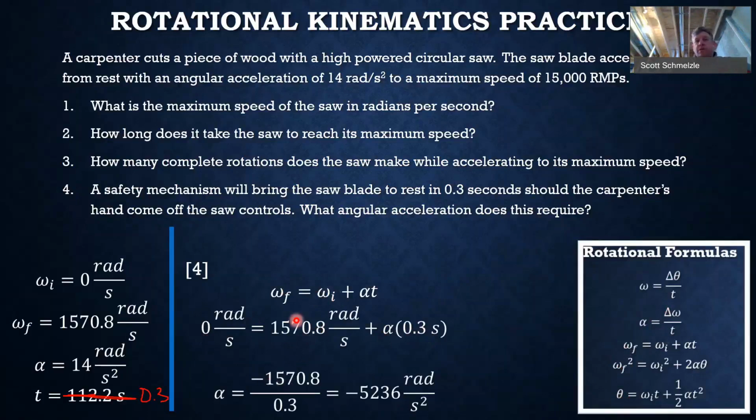So move over the negative 1570, divided by 0.3, we find that this thing should end up rotating at about negative 5,236 radians per second squared. All right. So hopefully that makes sense. Sorry for the mess ups and mistakes on that. I thought I had it better than that, but I guess I didn't.